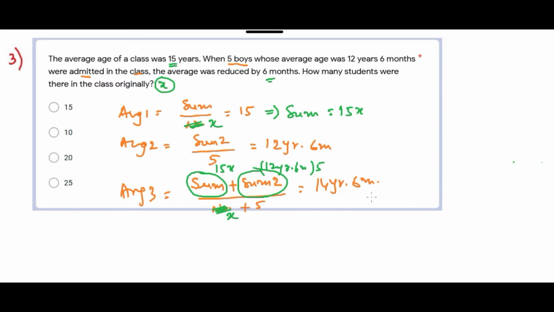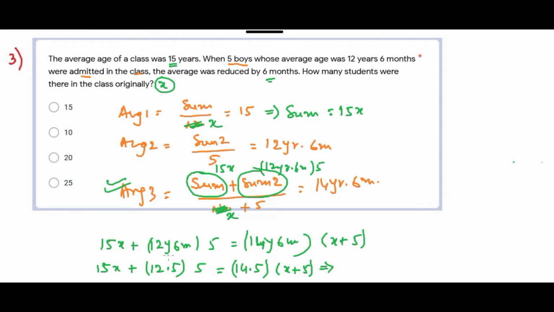Now this will be sent to that side. So now I'd like to simplify this. 15x plus 12 years 6 months into 5 is equal to 14 years 6 months into x plus 5. Now our job is very simple. We need to find x only.